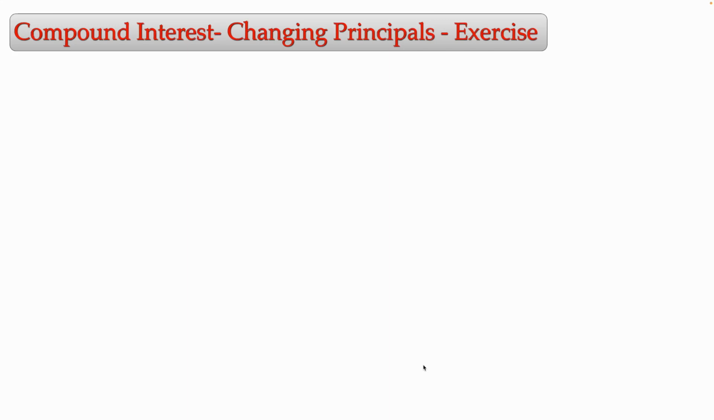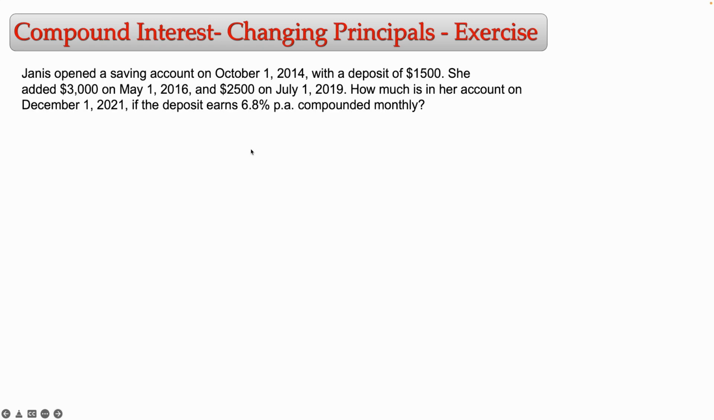In the following video, I will be solving a compound interest problem in which the principal is changing. So the exercise says like this. Janis opened a savings account on October 1st, 2014 with a deposit of $1,500. She added $3,000 on May 1st, 2016 and $2,500 on July 1st, 2019. How much is in her account on December 1st, 2021 if the deposit earns 6.8% compounded monthly?